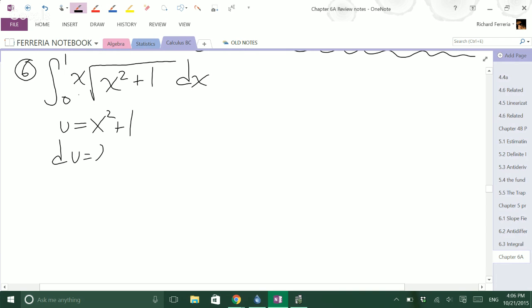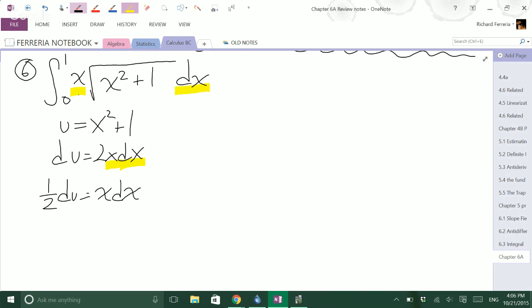du equals 2x dx. There's my dx. There's my x. I don't have a 2, so let's divide that over. 1/2 du is equal to x dx. That's going to be a nice clean substitution.